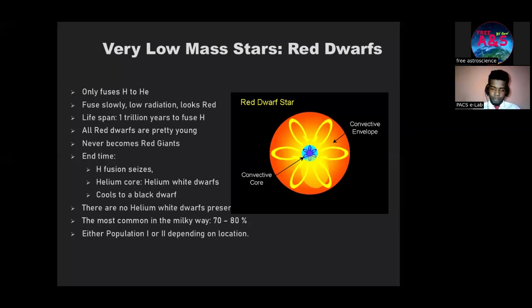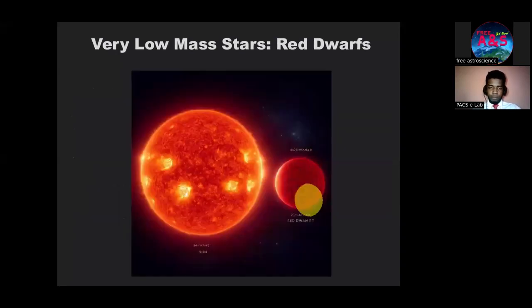epoch is population 3. So depending on where you find them in our Milky Way galaxy, for instance, if you find them in the globular clusters, they should be in the population 2. But if you find them in the spiral arms of our galaxy, they should be in the population 1. So that's where they are found. So they are in both categories. So here is the size comparison of a red dwarf with our sun.